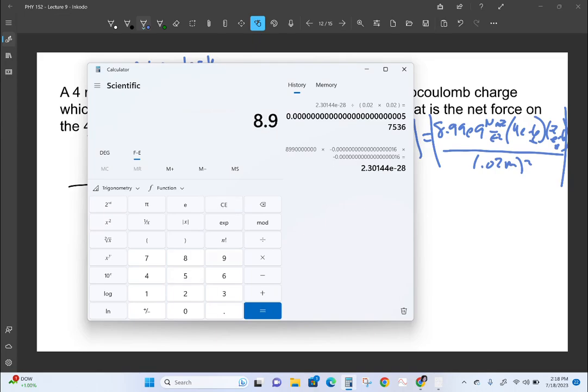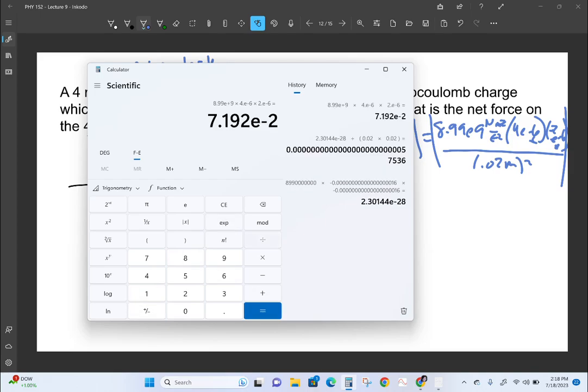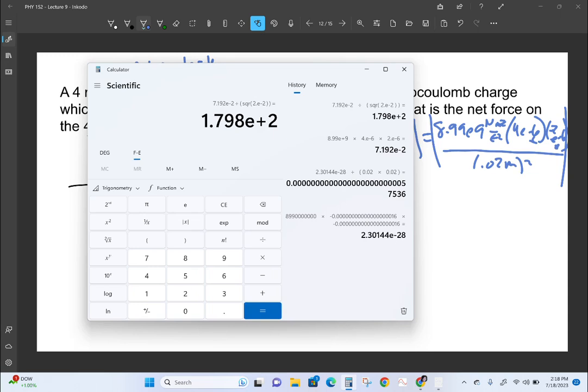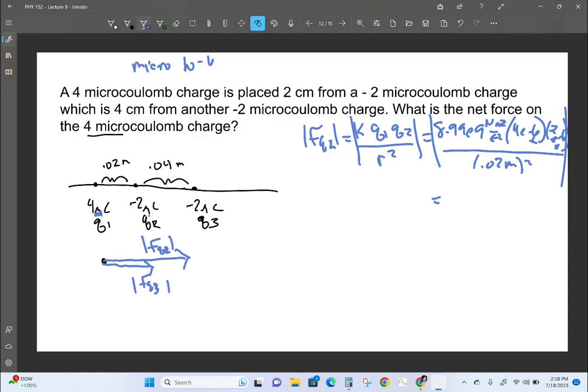So I have 8.99 exponent 9 times 4 exponent negative 6 times 2 exponent negative 6, divided by 0.02 squared, which is 1.79 e to the 2, or 179 newtons.